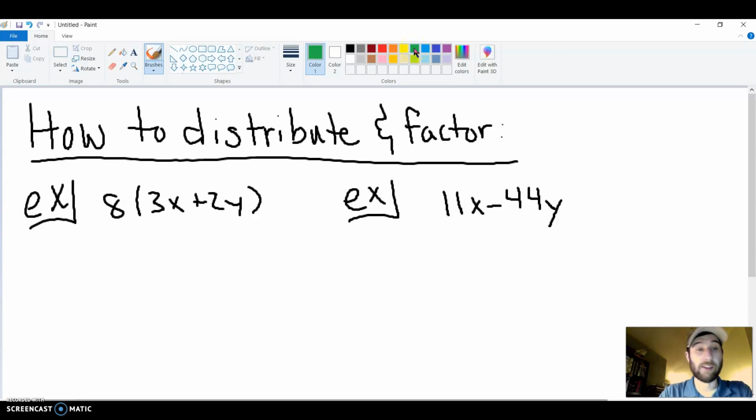I'll go ahead and use a fantastic color, green. We have 8 multiplied by the quantity, which means 8 multiplied by everything in the parentheses, 3x plus 2y. So we talked about before, and we'll talk about again here, that the multiplication is here because there's nothing written between the 8 and the parenthesis. And since that 8's being multiplied by everything, it gets distributed to both the 3x and the 2y. So that multiplication, we have 8 times 3, which is 24, and then 8 times 2, which is 16.